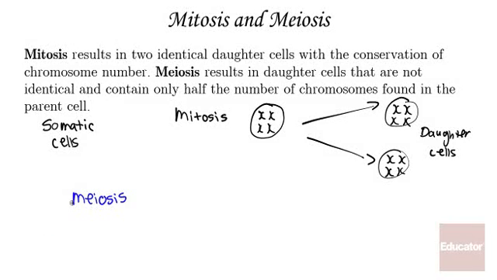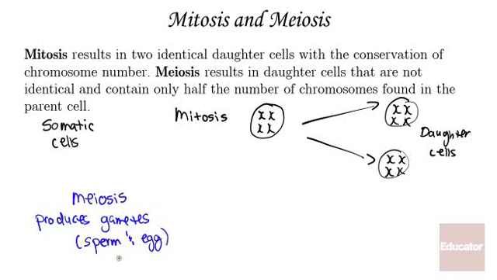Meiosis results in the production of gametes. So gametes are produced via meiosis. In other words, sperm and egg. These are sometimes also called germ cells. In meiosis, cells that are going to produce sperm or egg will undergo meiosis, and let's say that a particular cell starts out with 4 chromosomes.